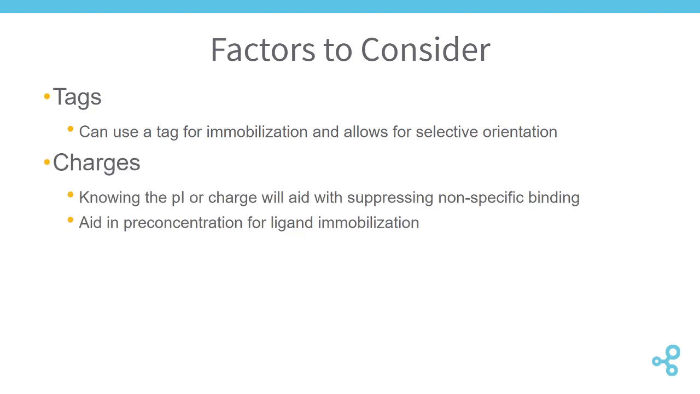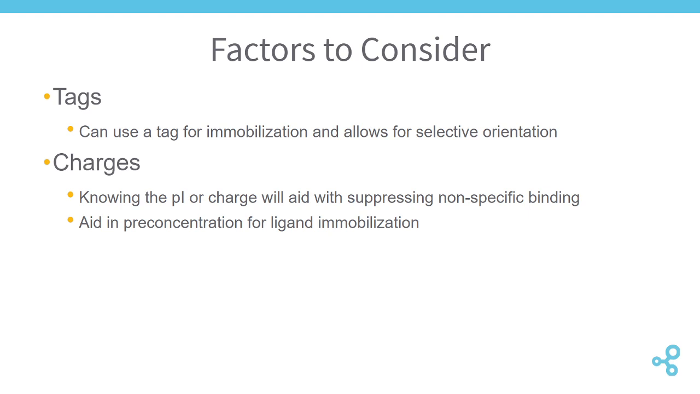Another factor is the charges on our biomolecules. So this is important for a couple of factors. One being for ligand immobilization if we're using carboxyl, and another being for non-specific binding. So what I mean by that is in the situation where we're using a protein and amine coupling to immobilize it to the surface, if we know the pI of that protein, we can take advantage of the inherent charges on that protein and use what we term pre-concentration to aid in our ligand immobilization.